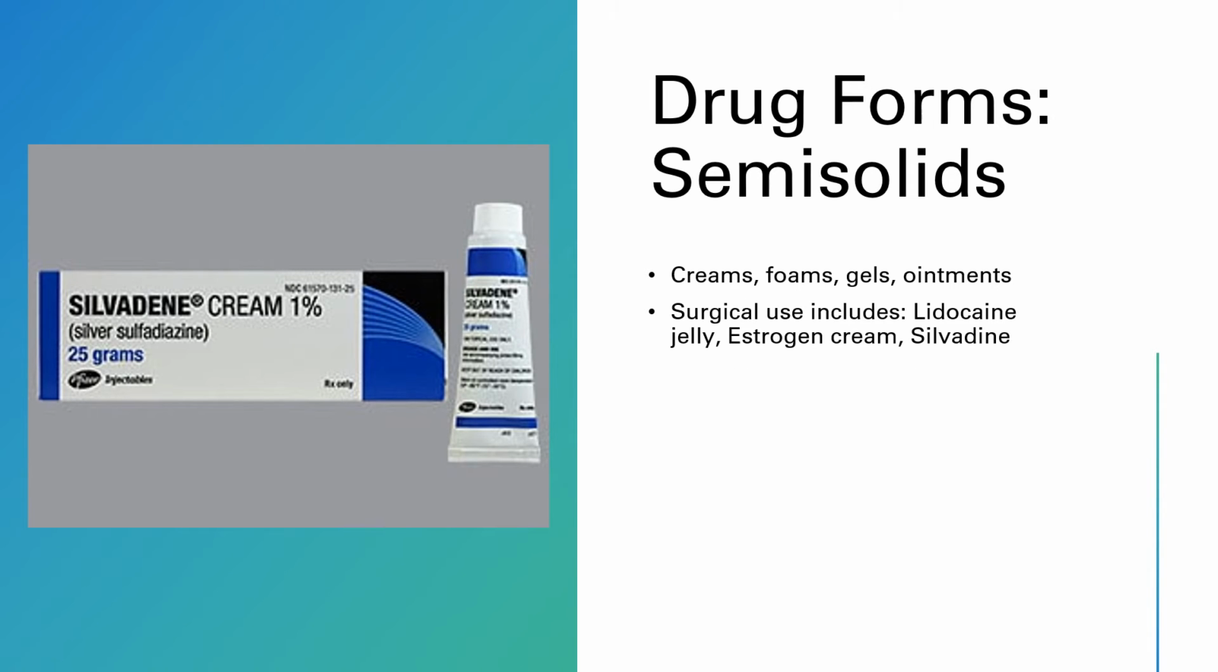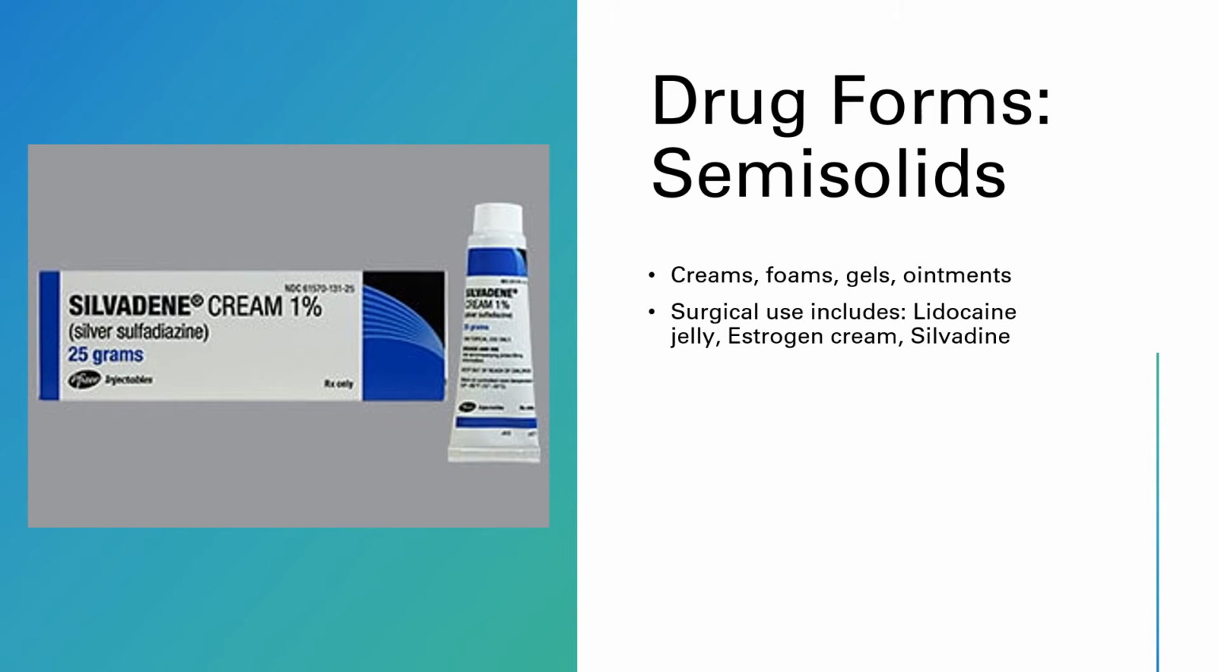Okay, next we have semi-solids. These are going to be your creams, foams, gels, and ointments. Remember, that's where I said that weird abbreviation for ointment comes in, UNG. Creams are usually the active ingredients in a water base. Ointments are your active ingredients in oil, lanolin, or a petroleum base. Gels, those are thicker than most creams, but they are still also in a water base.